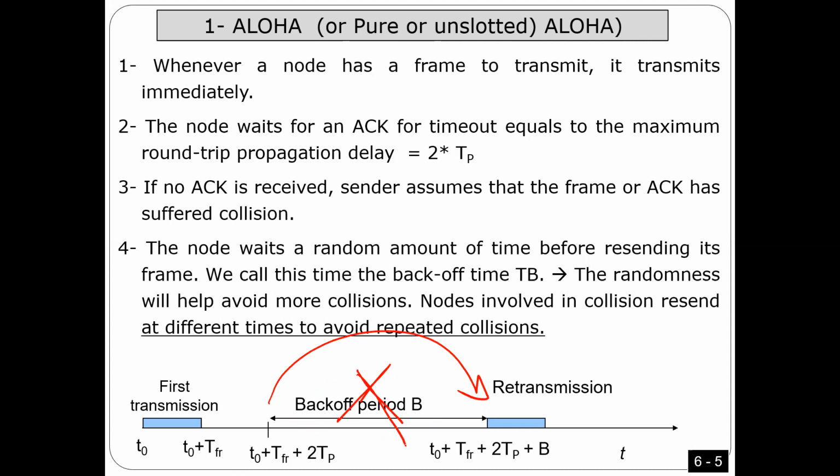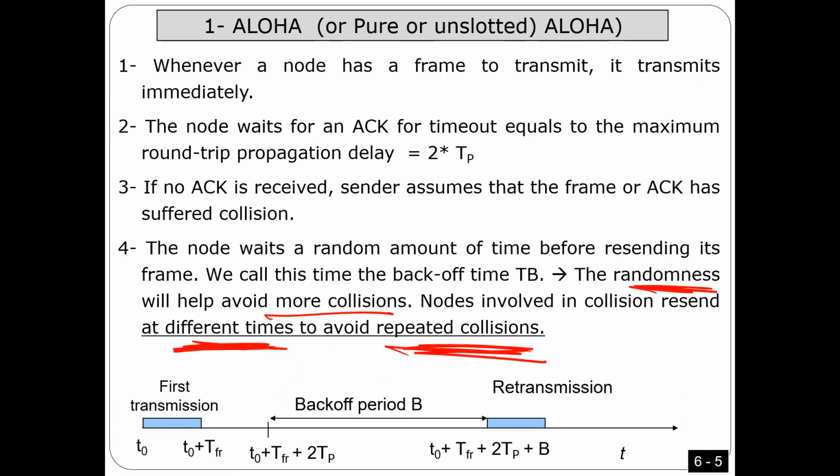We're going to have repeated collision. So for example, I have data and you have data to transmit. I transmitted, you transmitted, collision happened. If we retransmit at the same time, we're going to have repeated collision. So the main idea here, I'm going to use a random number so that nodes involved in collision are going to do retransmission at different times to avoid repeated collision. You understand what I'm saying?